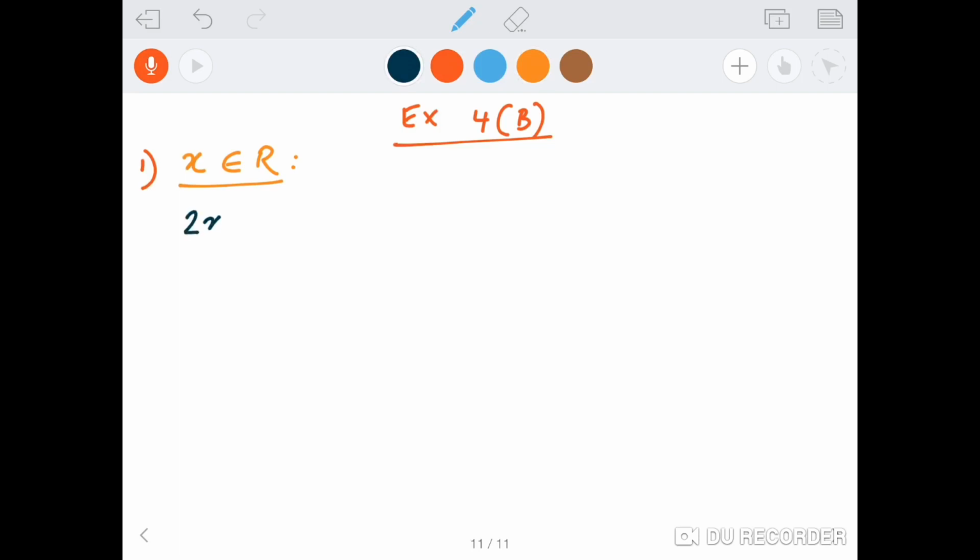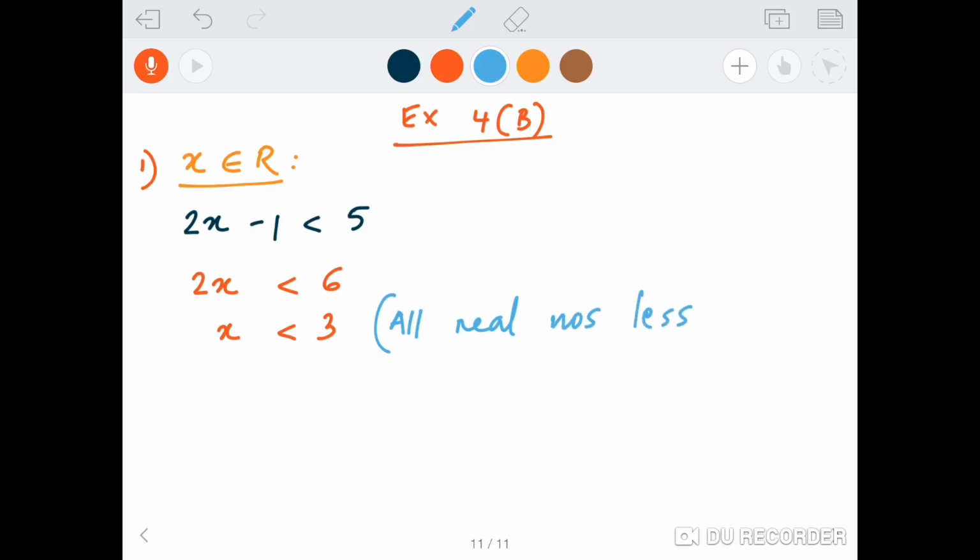So let's take the first question. I have 2x minus 1 is less than 5. I'm just going to simplify this a little to get the solution set. So I'm going to write 2x less than 6, so x is less than 3. So I'm looking at all real numbers that are less than 3. Let's put this on the number line.